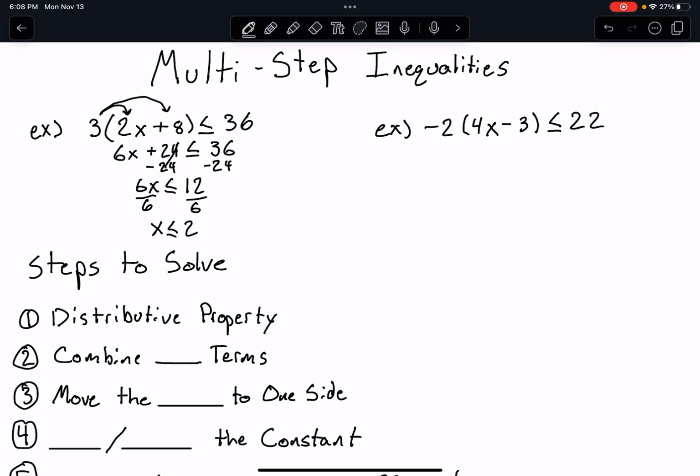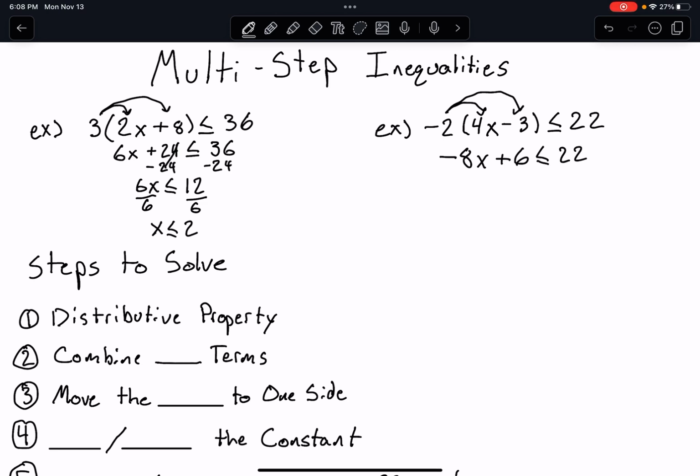Alrighty, next example. Same deal, we have to distribute and then solve. So we need to take this negative 2 and multiply it into our first term, and take that negative 2 and multiply it into our second term. Negative 2 times 4x will give us a negative 8x. And then negative 2 times negative 3 will give us a plus 6, less than or equal to 22.